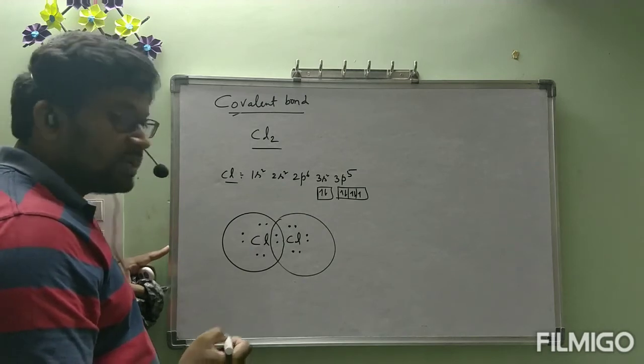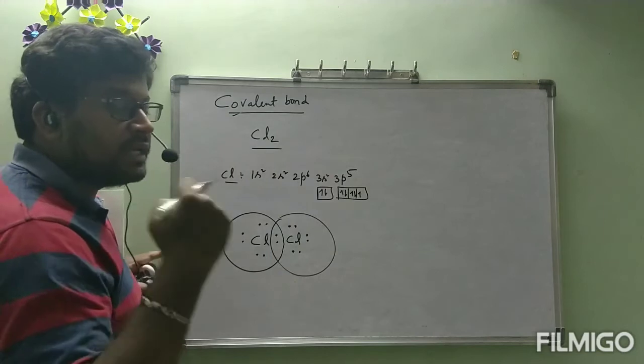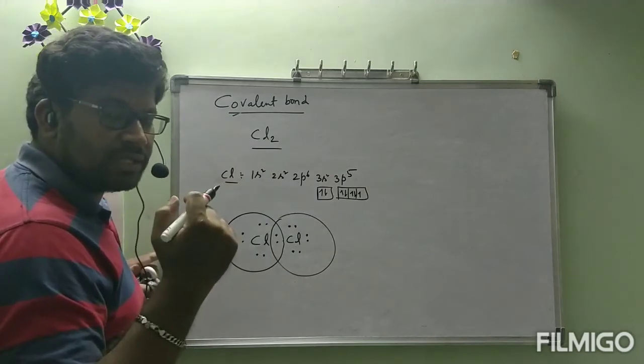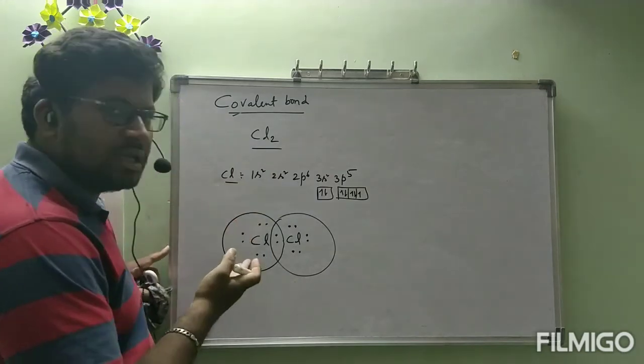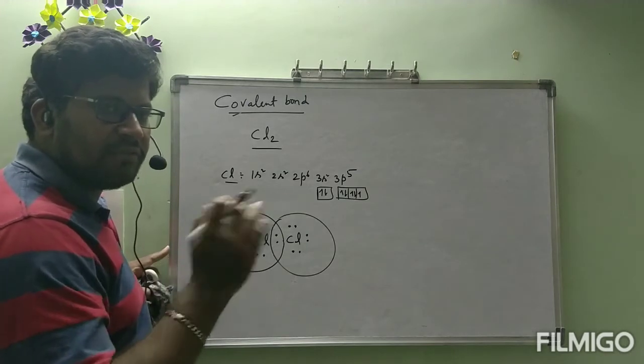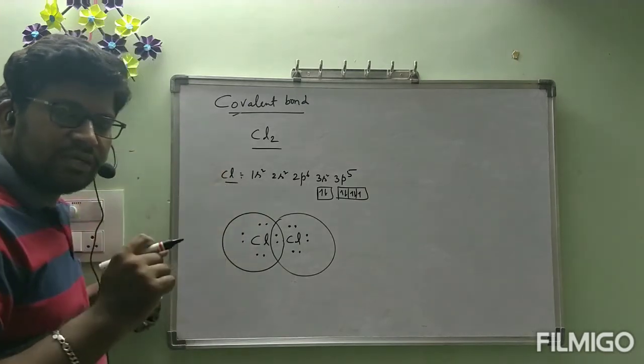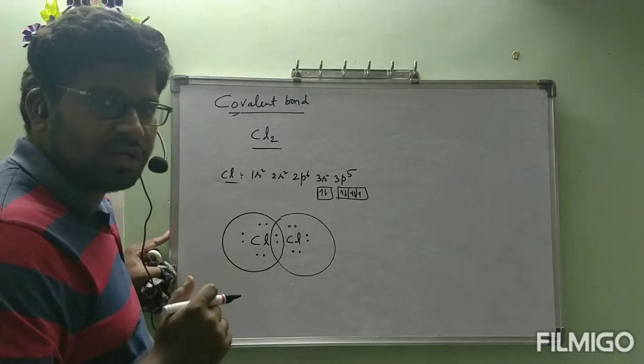In ionic bond, chlorine will get an electron from Na, sodium, correct or not? But here sharing will be taking place because no chlorine is ready to donate the electron. That's why here covalent bond is possible.